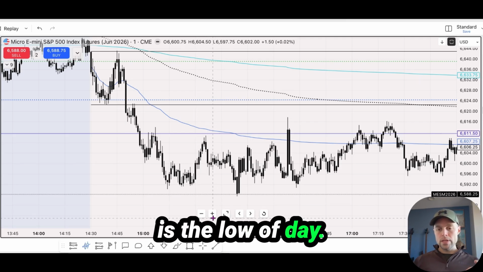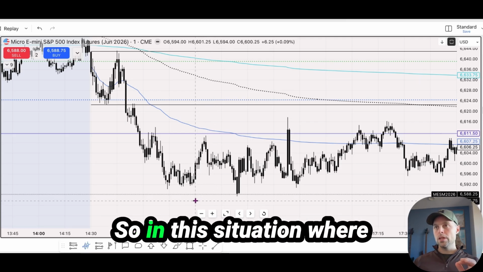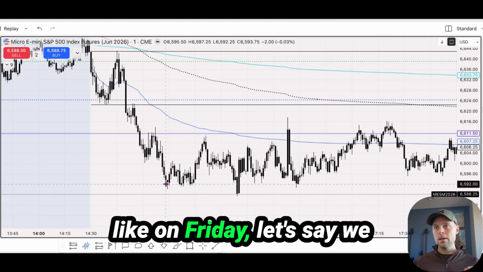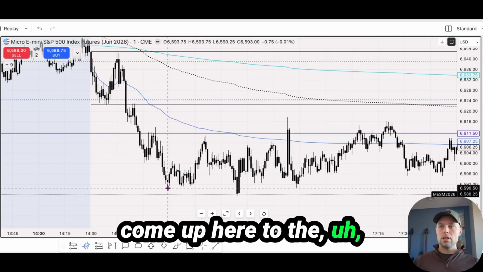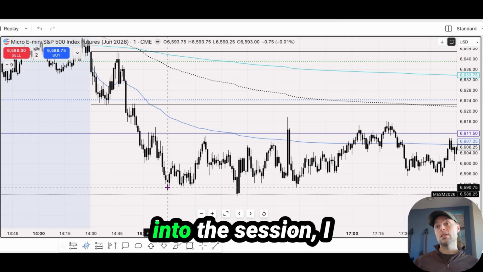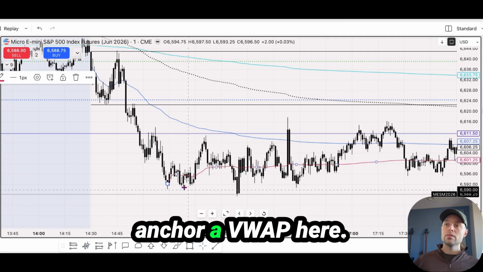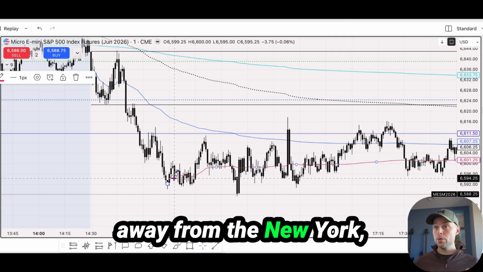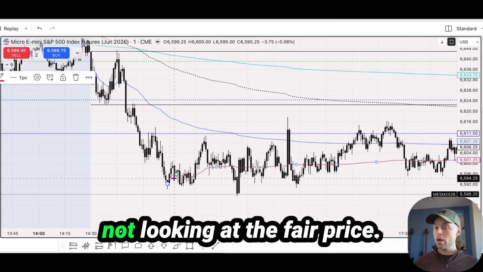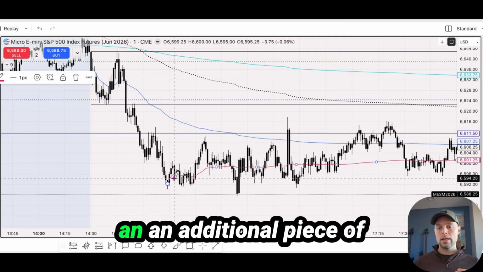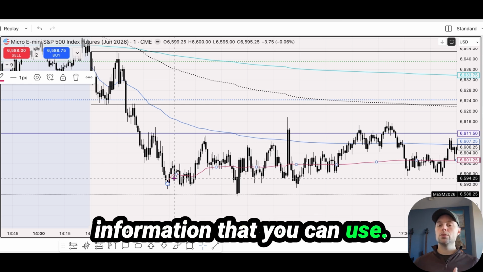That is the low of day or the high of day VWAP. So in this situation where we're in a massive sell-off, like on Friday, let's say we come up here to 10:15, we're 45 minutes into the session. I anchor a VWAP here, and what I want to watch for. So again, we're far away from the New York session VWAP, so you're not looking at the fair price, but if we're in a strong trending move, this can be an additional piece of information that you can use.